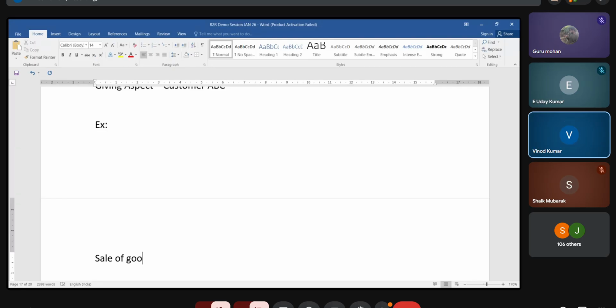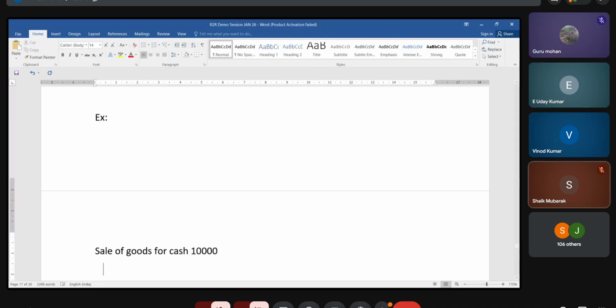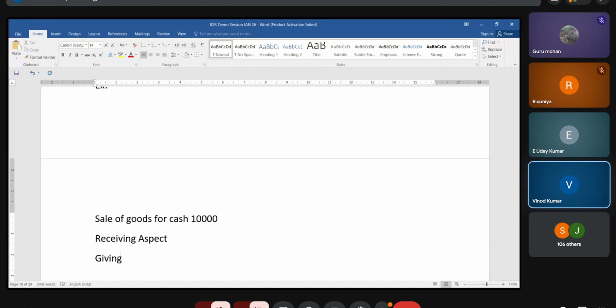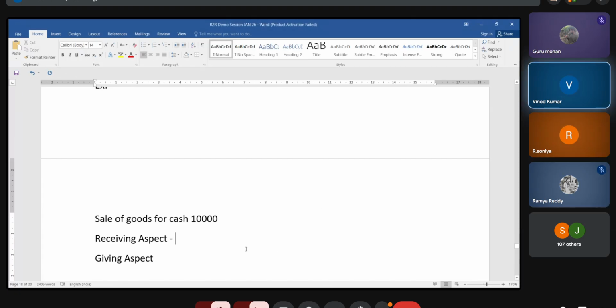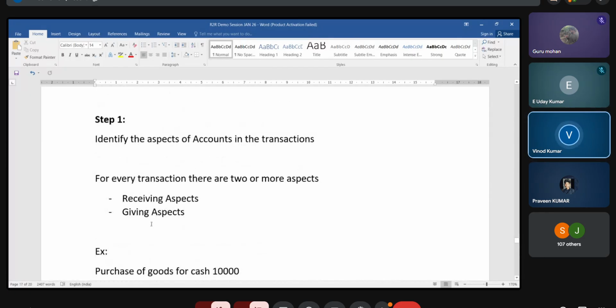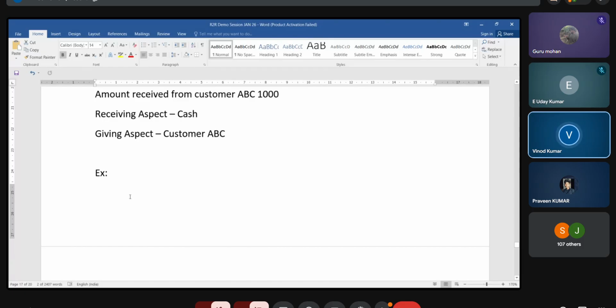Okay. So the next example, sale of goods for cash. What is the receiving aspect and what is the giving aspect in this transaction, guys? Cash is receiving. Sales, giving goods. So cash is a receiving aspect, and what we are giving is goods, that is sale. So like this, for every transaction, the first step is to identify the aspects in the transaction.